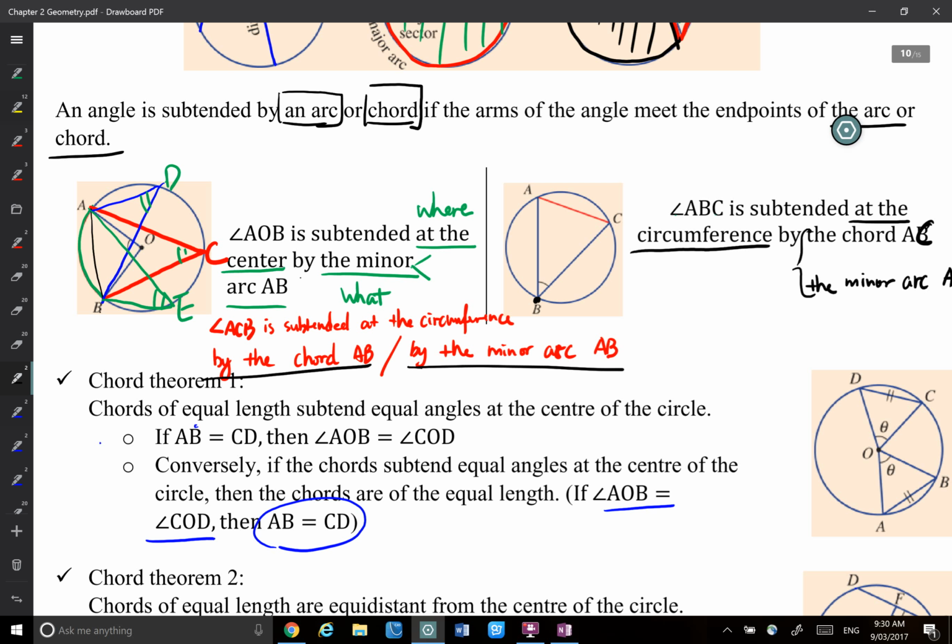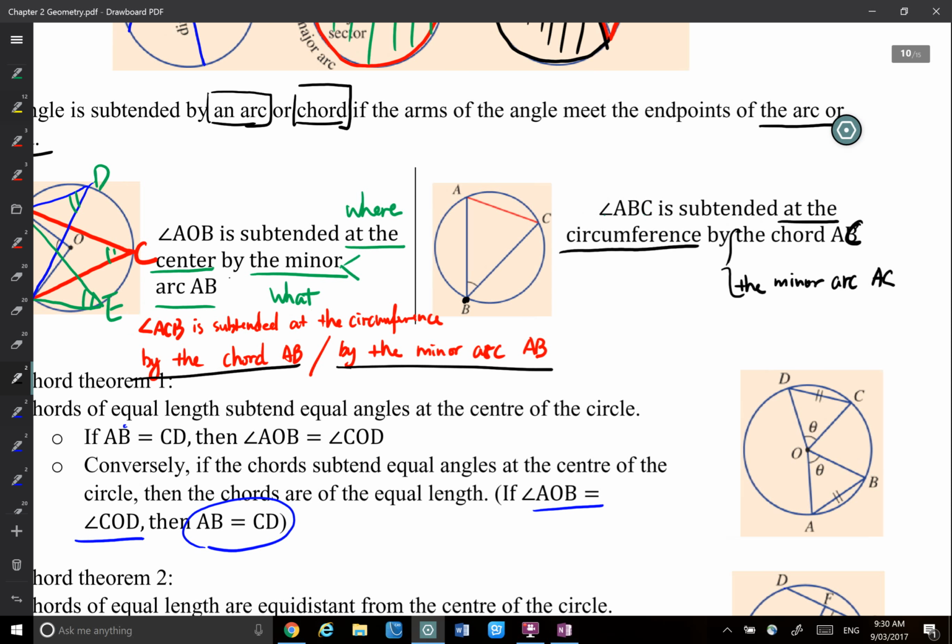The angle can be subtended by two things. Can be subtended by an arc or subtended by the chord. Okay, they are pretty much the same thing. And it can be subtended at two places. One is at the center and the other one is on the circumference. So if an arc subtends an angle at the center, we can only have one such angle, because there's only one center. But if it's subtended at the circumference, there will be infinitely many angles that can be subtended by the same arc, because you can have infinitely many points on the circumference.